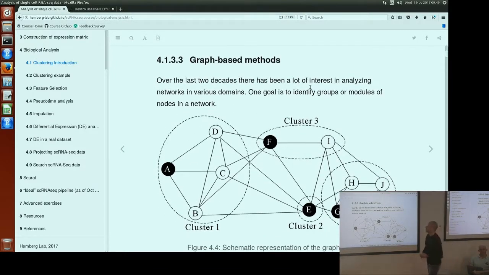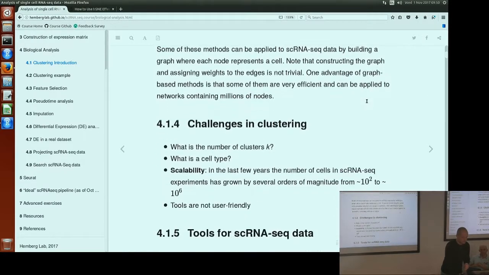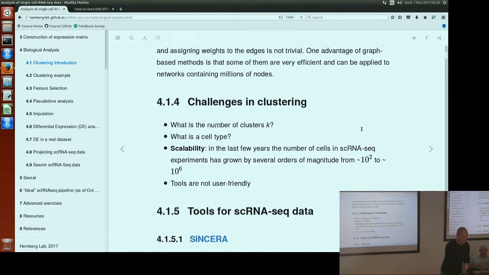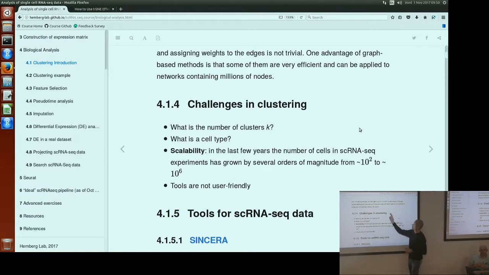Another approach is graph-based methods. So in this case, you create a network where the nodes would be your cells, and the edges would be connections between them, distances between them. And then there are several graph-based algorithms where you can go through this network and find out the nearest neighbors, for example, for each cell. And this will give you an idea of what the structure of your data is. One advantage of graph-based methods is that because of some approximations that you can use, you can apply these methods to very large data sets. So if you want to calculate distances accurately, this will take a lot of time. Whereas in these methods, you can actually do clusterings much faster.